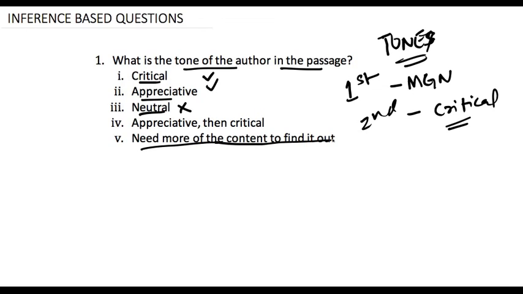Need more content to find out? This is the fifth choice. We don't need it. The fourth choice says appreciative, then critical. This becomes the closest to the tone of the author in the passage because, as we see, the first paragraph is appreciative, but the second paragraph is critical about MG Narega and about digitization.